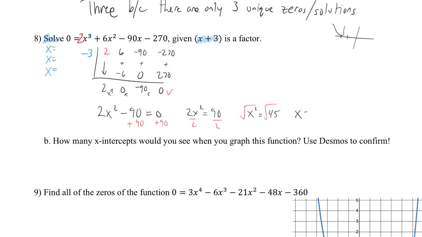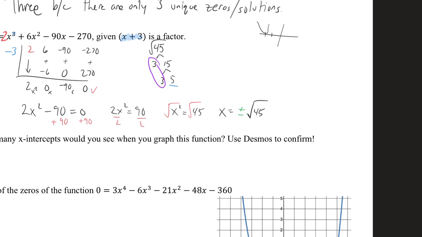So x squared equals 45, so x will equal positive or negative square root of 45. But we need to simplify that to see if there's a way we can reduce it. That's 3 times 15, which is 3 times 5. So the 3's have a buddy, 5 is lonely. So that's going to be equal to x equals plus or minus 3 radical 5. So there's 2 of the answers.